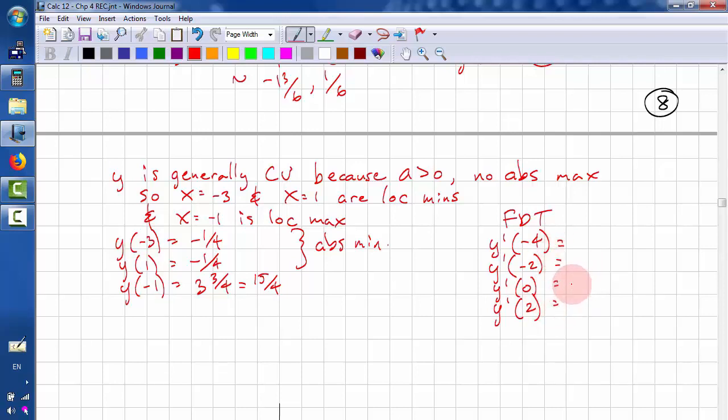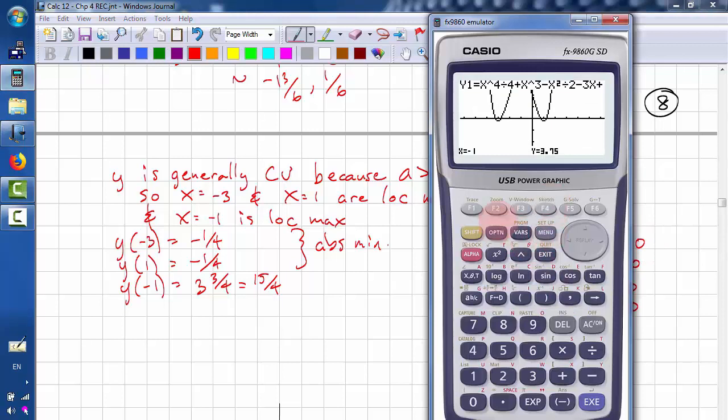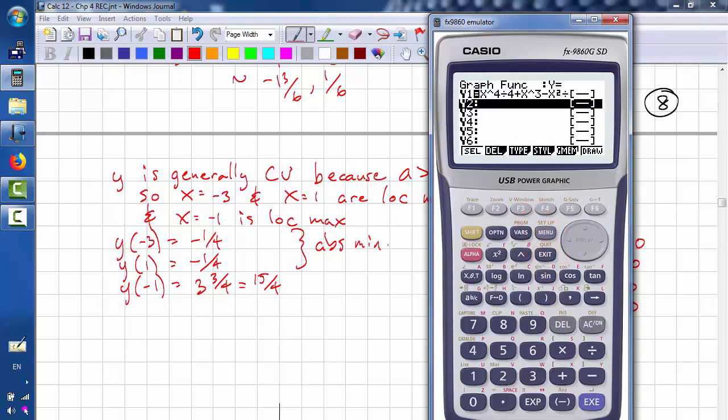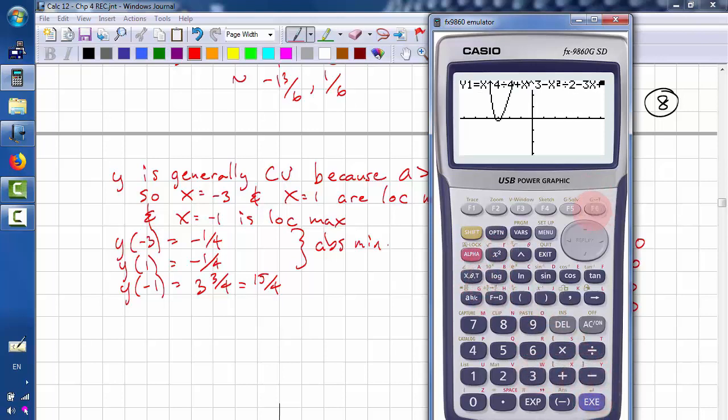Okay, 0 is easy. It's just a constant term, negative 3, and this is less than 0. So we should find something greater than 0, and less than 0. We can just use our calculator to do this for us. Exit. Let's enter the first derivative, x cubed plus 3x squared minus x minus 3. And we're going to trace. We're going to go to the second function because it's on the first function right now.